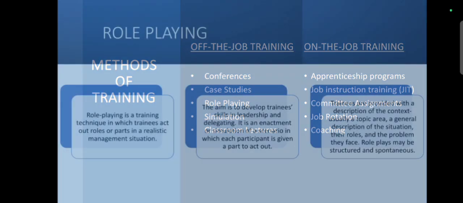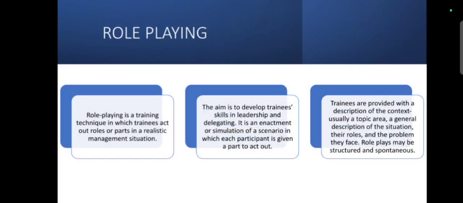Moving ahead with our first type of off the job training method, that is role playing. So, role playing is a training technique in which trainees act out roles or parts in a realistic management situation given to the employees by their employer. That may either be a real situation faced by the organization in its past or may either be an imaginary situation. The aim is to develop trainees' skills in leadership and delegating.